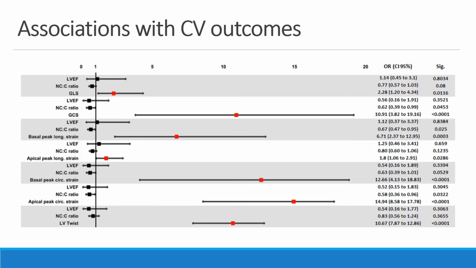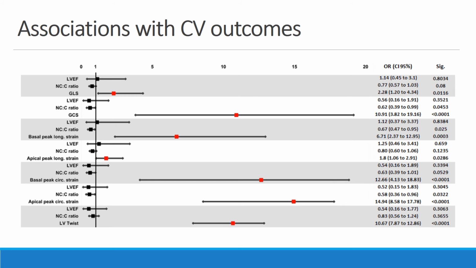We performed univariate analysis in order to identify which parameters are significantly associated with outcomes. And then using a tri-variable analysis to identify which parameter independent of ejection fraction and non-compacted to compacted layer ratio had association with outcomes, we found out that the global circumferential strain was associated with 11-fold increase in cardiovascular events in comparison to the longitudinal strain, which is only associated with 2-fold increase.